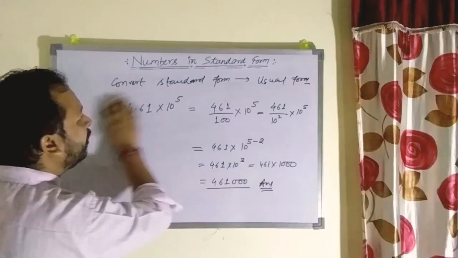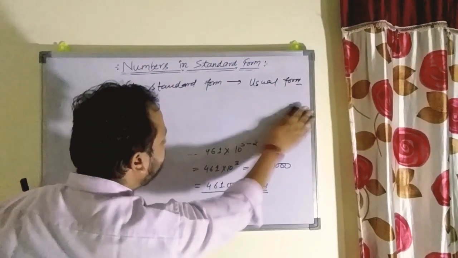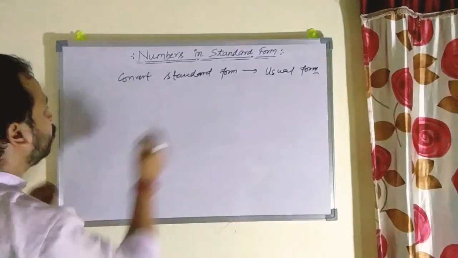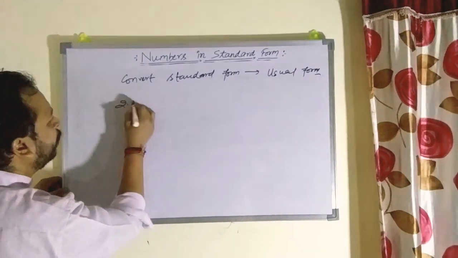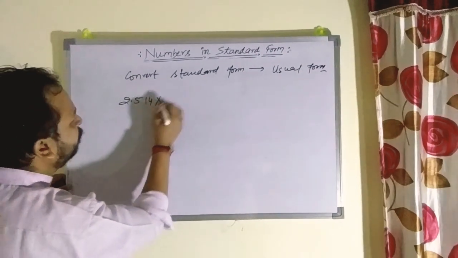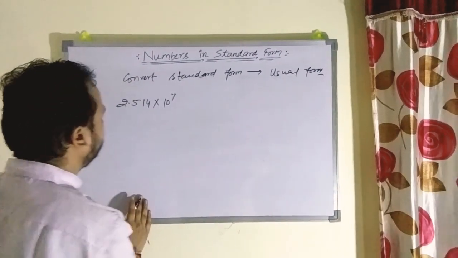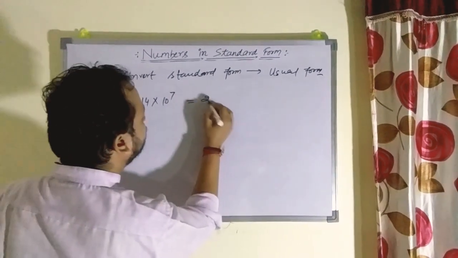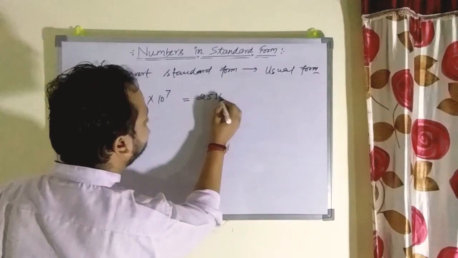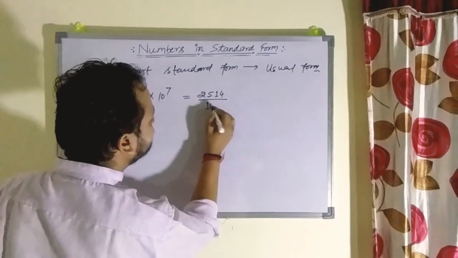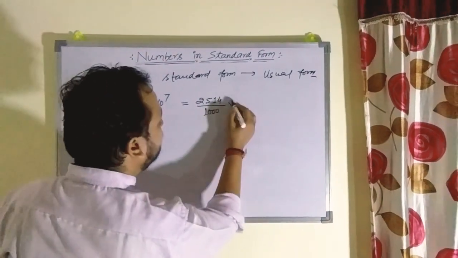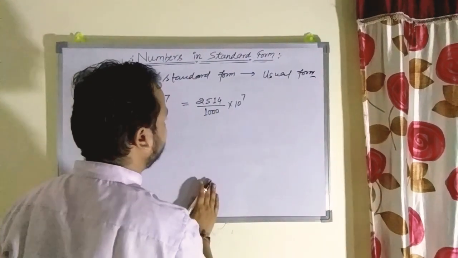So 1, 2, 3. This is the answer. Right? Now take another example. Suppose a number is written as 2.514 into 10 to power 7. So 2.514, you write it as 2514 divided by 1000, multiplied by 10 to power 7.